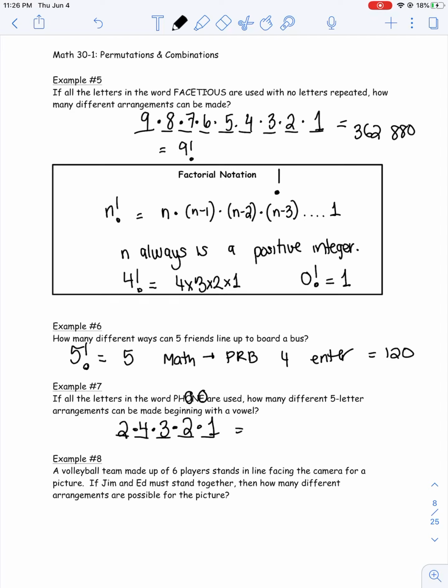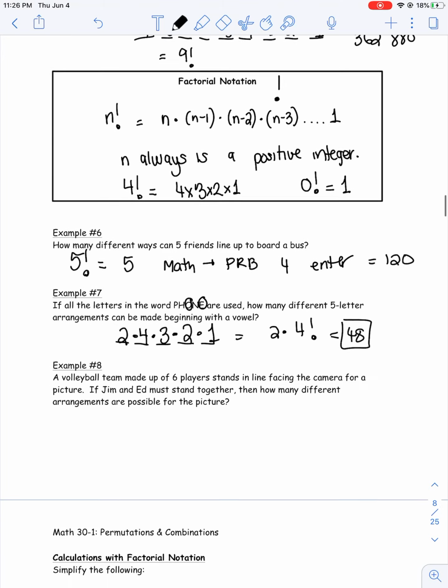So this would be the same as simplifying it as 2 multiplied by 4 factorial. 4 factorial just means 4 counting down all the way to 1, and you multiply the numbers together. So if you put that into your calculator, you're going to get 48 as your answer.